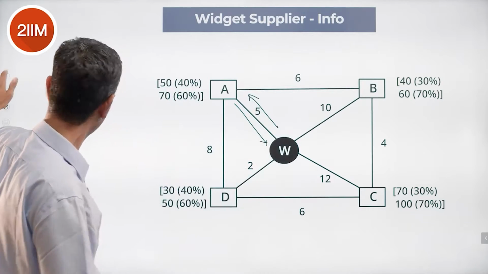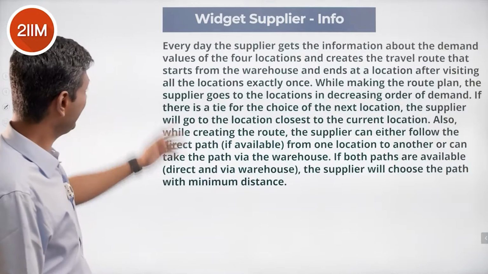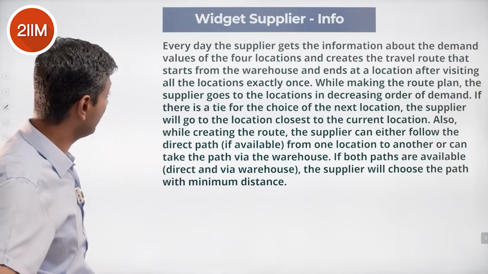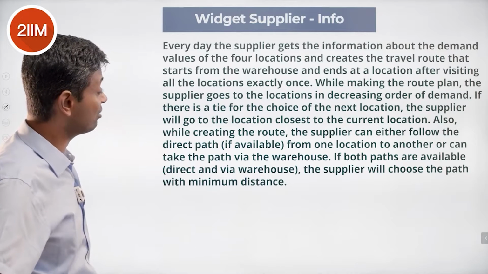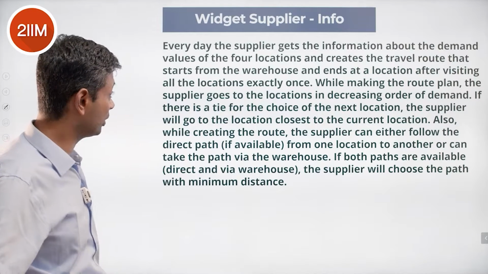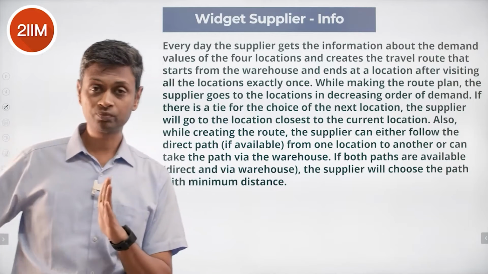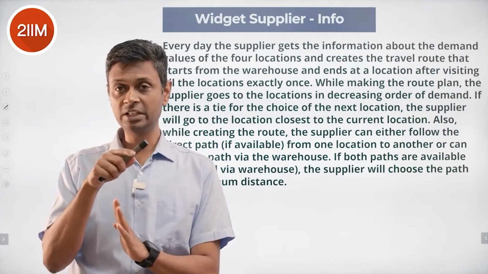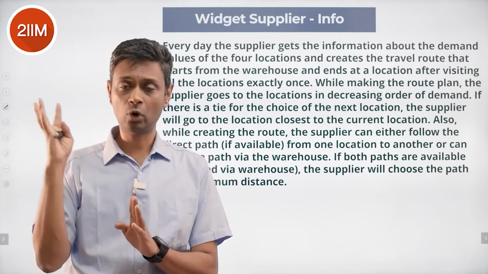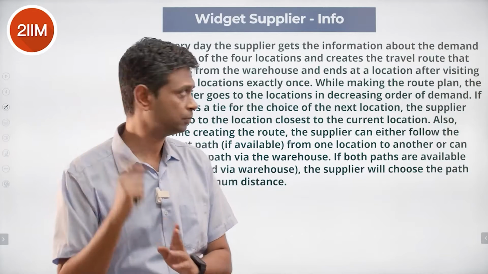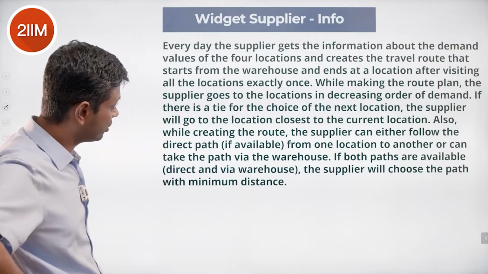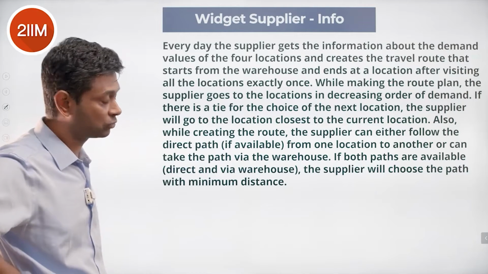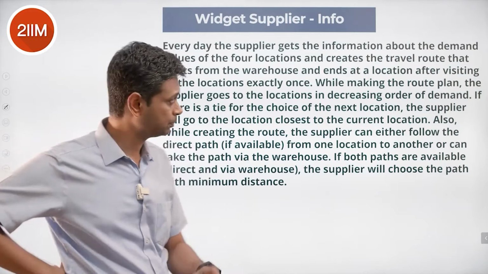Nice. Got to be some algorithm rules. Every day the supplier gets the information about the demand values of the 4 locations and creates a travel route that starts from the warehouse and ends at a location after visiting all the locations exactly once. W, A, B, C, D or D, B, C, A. All locations exactly once. While making the route plan, the supplier goes to the locations in decreasing order of demand. Maximum demand, he goes first.